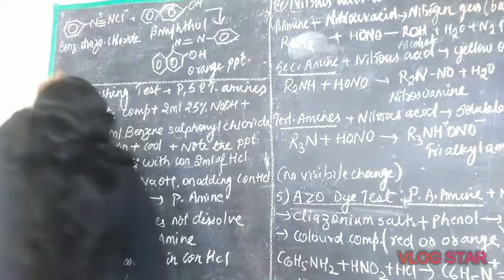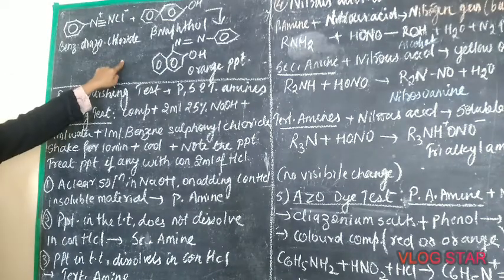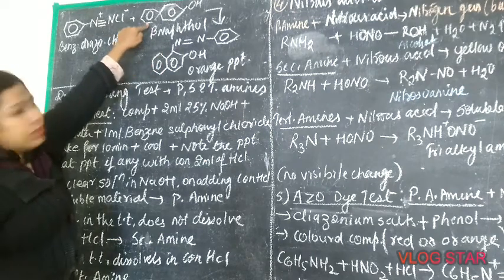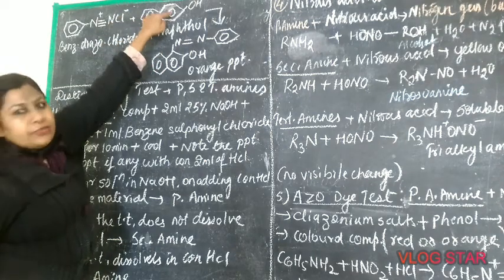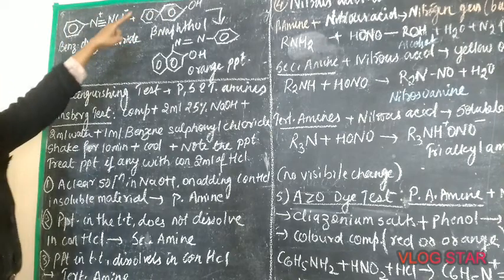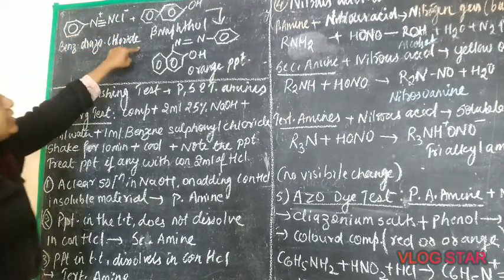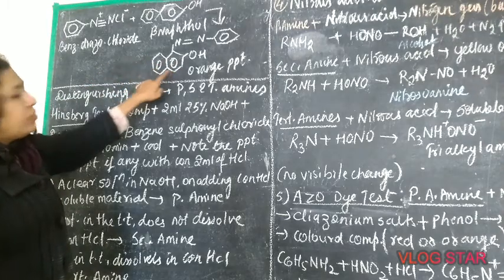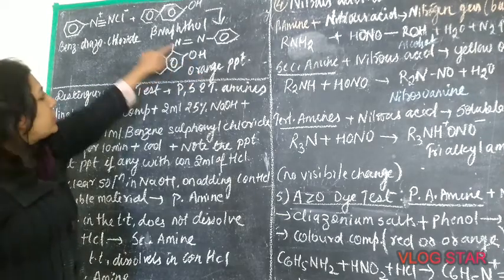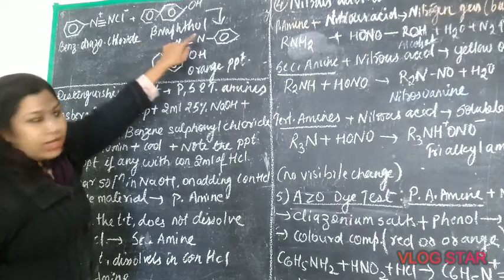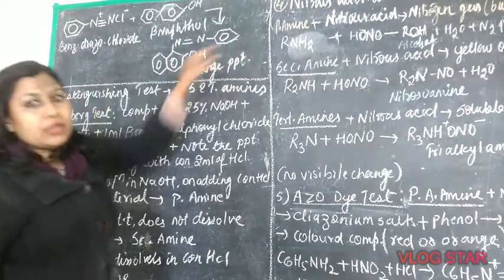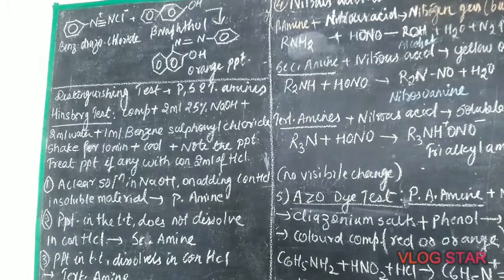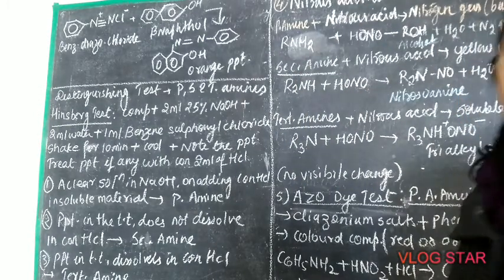Now, this benzene diazonium chloride, when it reacts with beta-naphthol, which is two fused benzene rings with an OH, your hydroxyl group, forms an orange precipitate. These two rings, your OH, your N double bond N, and one more ring. So this is the azo dye test. It shows the presence of a primary aromatic amine.